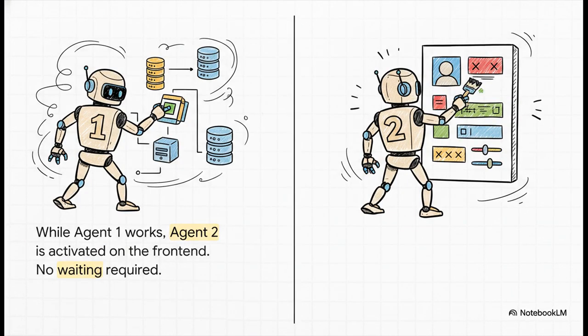And here is where Warp's multitasking power just really shines. While that first agent is busy chugging away on the back end, we don't have to just sit there and wait. Nope, we can immediately kick off a second task in parallel. We just activate another agent and tell it to start building the user interface on the front end.